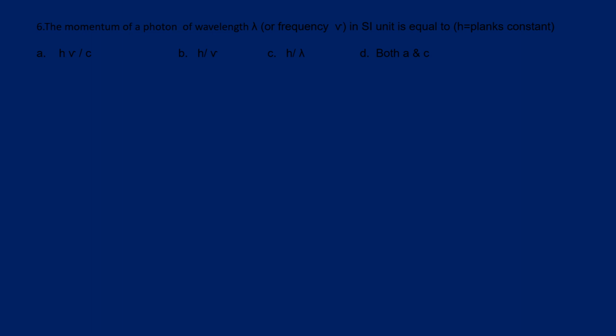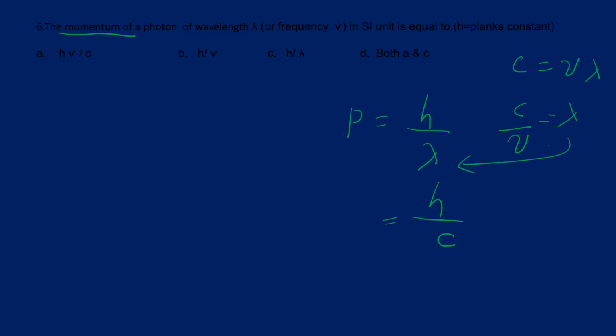The momentum of a photon of wavelength lambda or frequency nu in SI unit is equal to? We have to find the momentum. The equation for momentum is h by lambda. We know that c equals nu lambda, so lambda is c by nu. Let us substitute this here. So h by lambda is h divided by c by nu. Nu will go to the numerator. So you will get momentum h nu by c. Option A is the correct one.